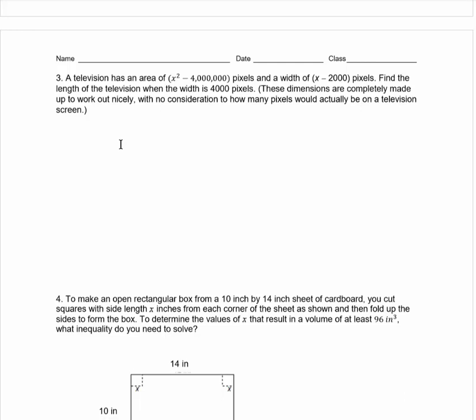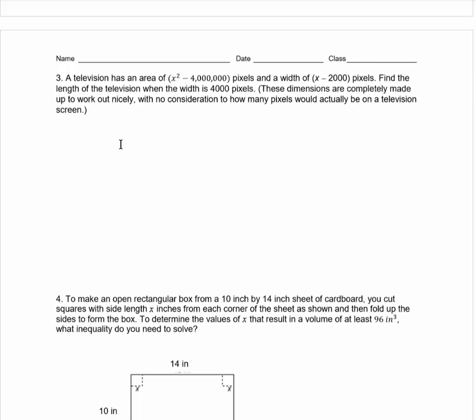And then there's a nice sentence that says, I did not actually research how many pixels televisions these days have, so this is most likely not something that actually makes sense. As far as real televisions go, I thought it was more important to make the numbers work out nicely and to not have to spend forever making the problem. And so this is what we've got. So find the length of the television when the width is 4,000 pixels.